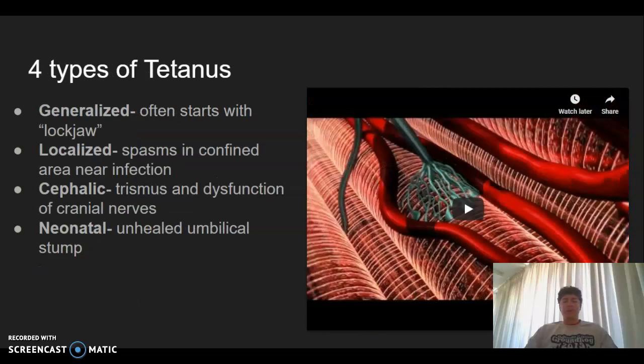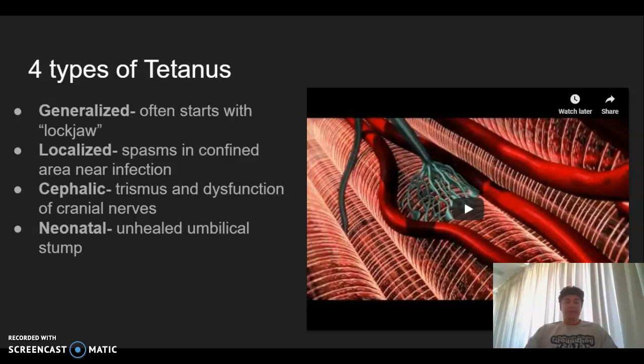The four types of tetanus: you have generalized tetanus, which makes up about 80% of cases of tetanus, and the symptoms usually last 3 to 4 weeks, but can last several months, and it often starts with the lockjaw, trismus, and then proceeds to the stiff neck and difficulty swallowing, and then eventually to muscle spasms elsewhere in the body. You have localized tetanus, which is where the spasms are confined to an area near the infection.